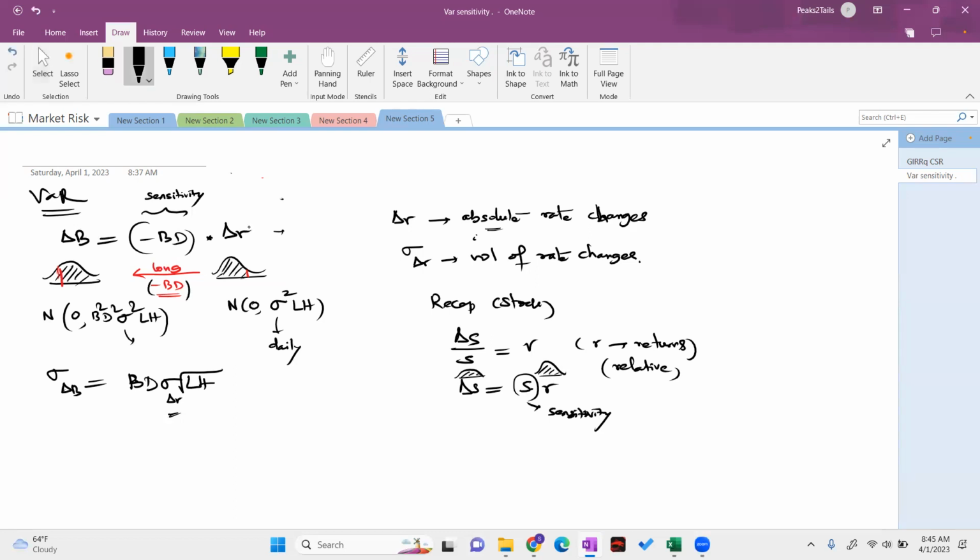This is the sensitivity for a long position, negative, which we know, right? The inverse relationship between bond price and yield. But that's for a long position. So minus BD is the sensitivity. Okay, any other question? Clear, everyone? Okay, let's look at a quick example in Excel.